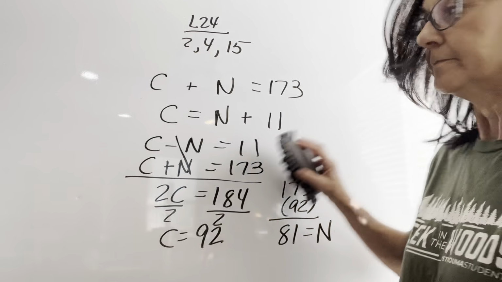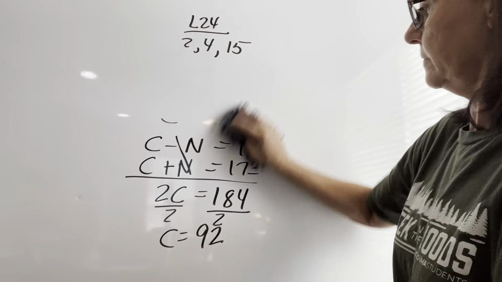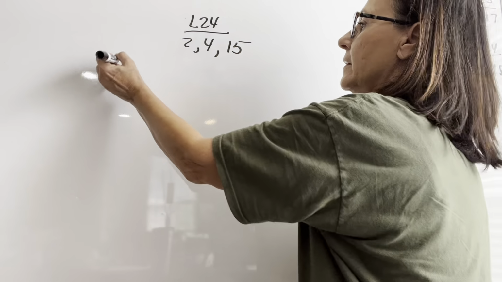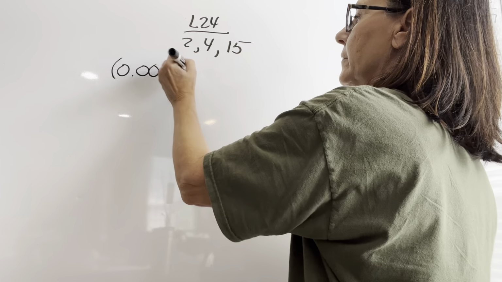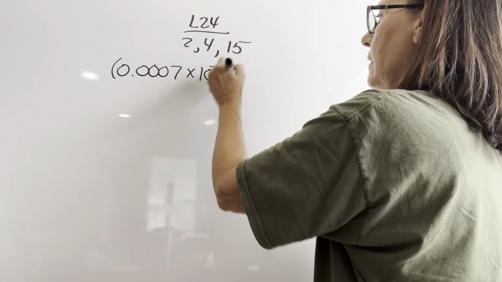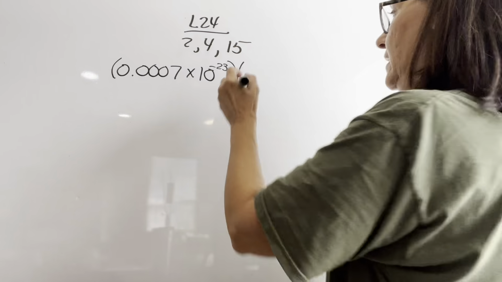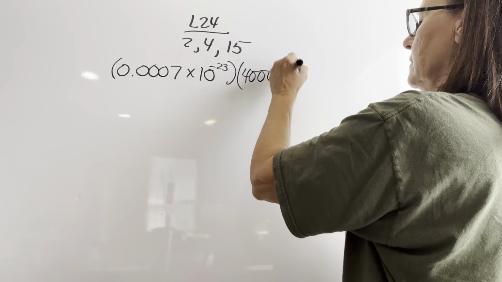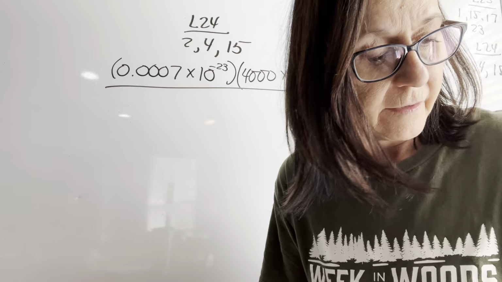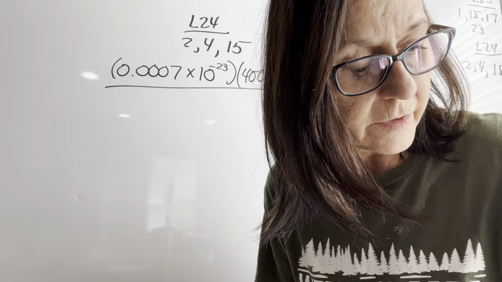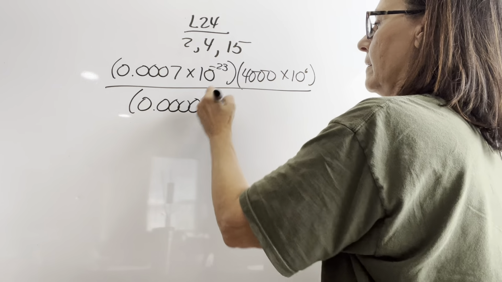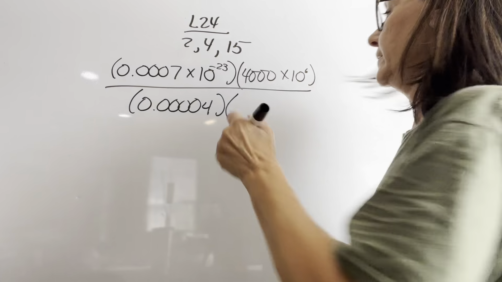All right, number 15. Simplify. So it's scientific numbers. You're going to have to be able to do these without a calculator. 4,000 times 10 to the 6th divided by, that's 1, 2, 3, 4. $7 million.